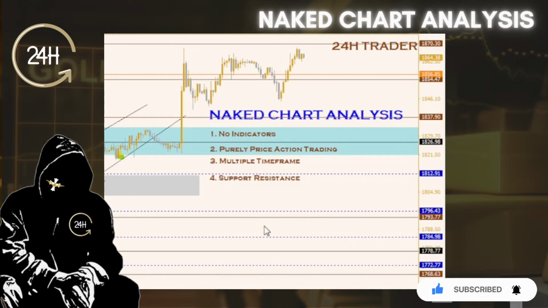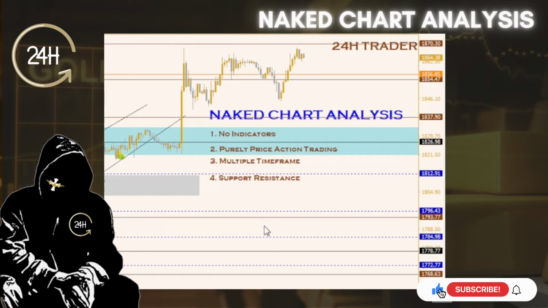If you check my previous videos, last week's video about the weekend analysis, that's when I analyzed and posted my support and resistance. As you can see, I have different colored lines on my chart. I have black lines, brown lines, blue lines, and an orange line.